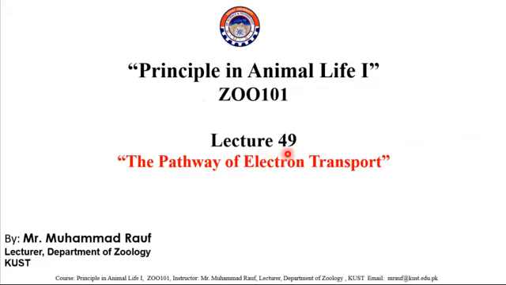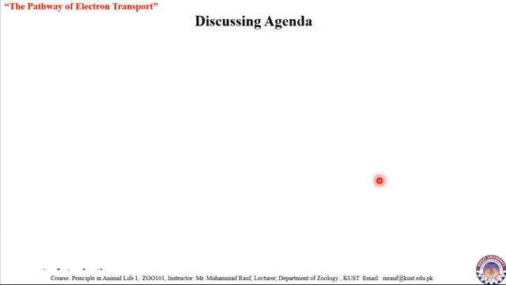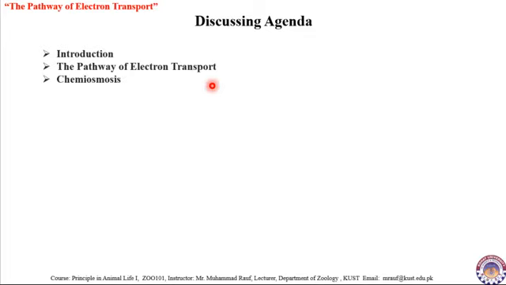This is lecture number 49. The topic is the pathway of electron transport, or in other words, electron transport chain. The discussion agenda for the topic will be introduction, the pathway of electron transport, and then we will discuss chemiosmosis. Lecture outcome.